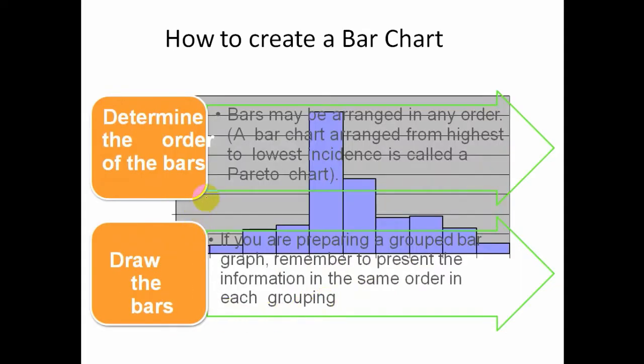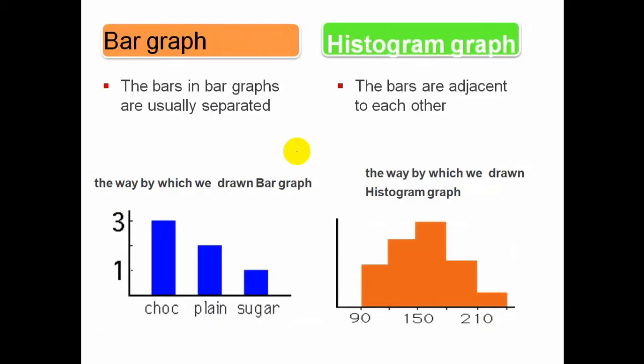Now, determine the order of the bars. Bars may be arranged in any order. A bar chart arranged from highest to lowest incidence is called a Pareto chart. And draw the bars. If you are preparing a group bar graph, remember to present the information in the same order in each group.